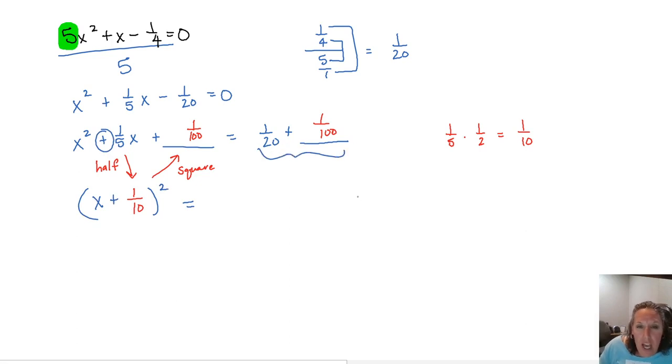And then on the right hand side, when we add that, we got to get a common denominator. And let's see, 20, we need to multiply top and bottom by 5. So we get 5 over 100 is what we get with 1/20 if we get that common denominator, plus 1 over 100 gives us 6 over 100.